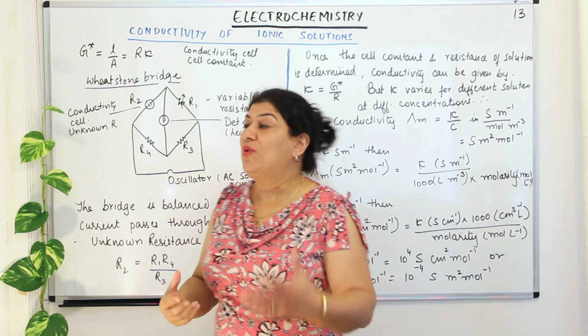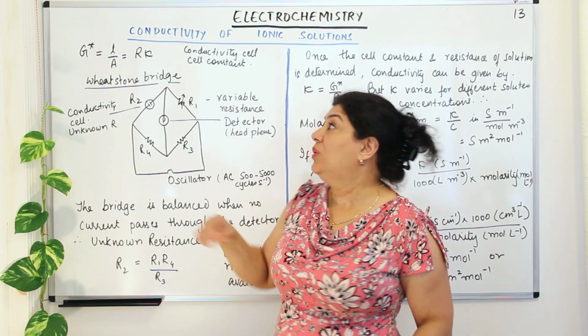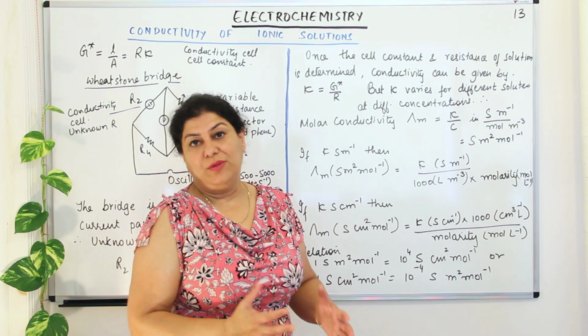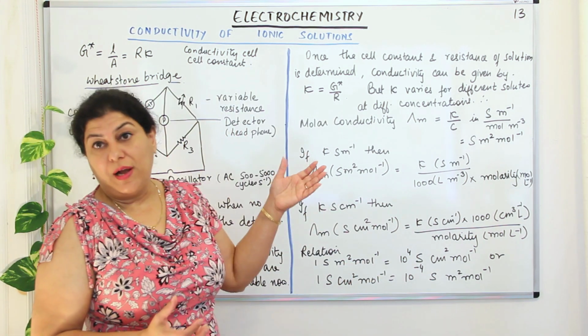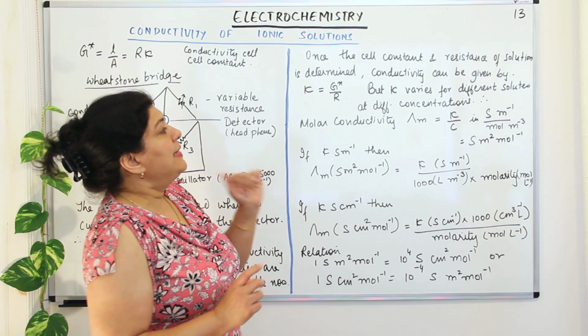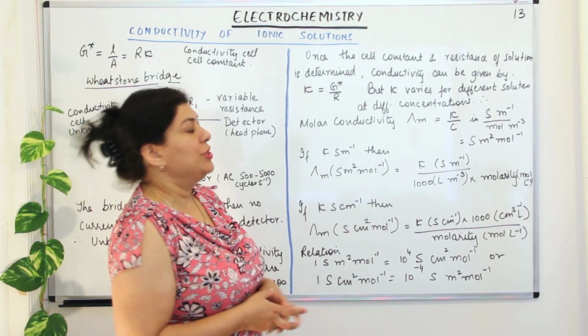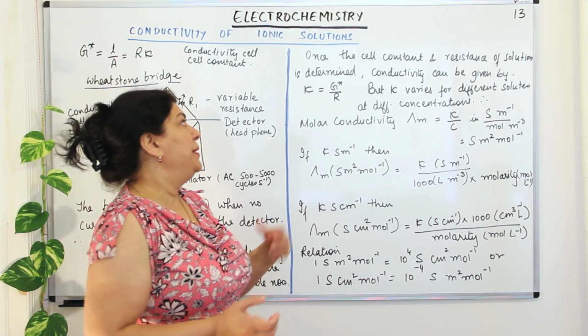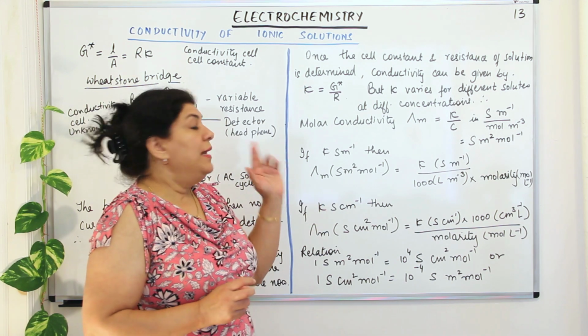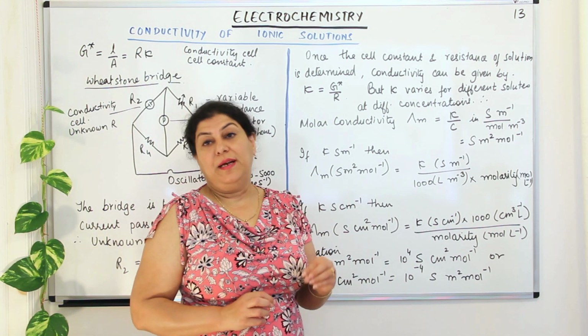So we use that formula, and once we know the cell constant and the resistance, it is possible to find out the value of kappa, that is the conductivity of the solution. So once the cell constant and the resistance of the solution are determined, conductivity can be given by kappa equal to G star upon R. But now there's a practical problem with kappa.